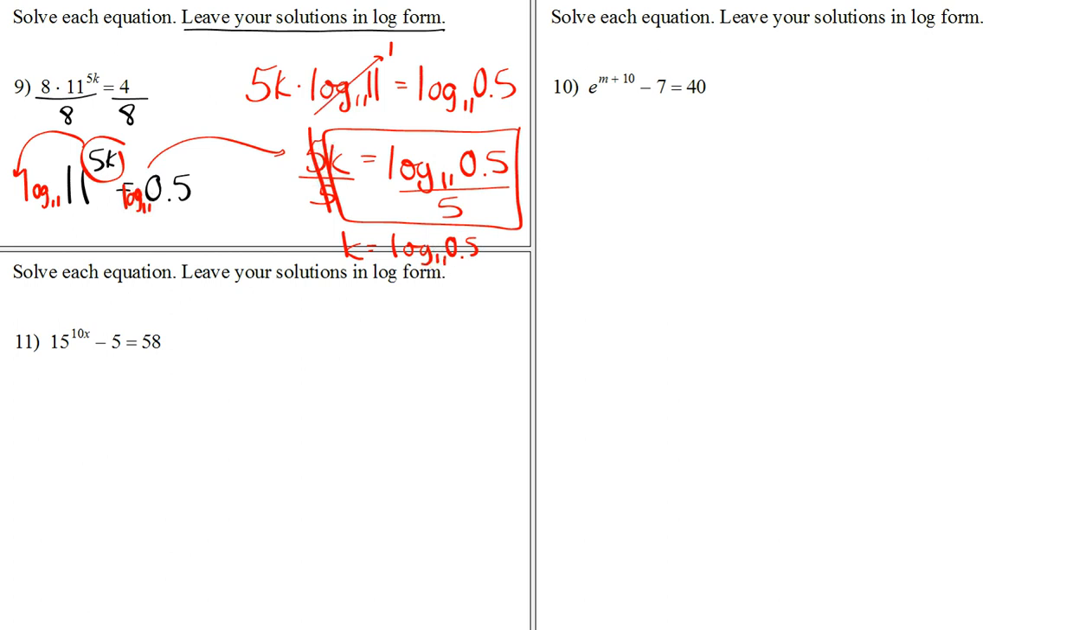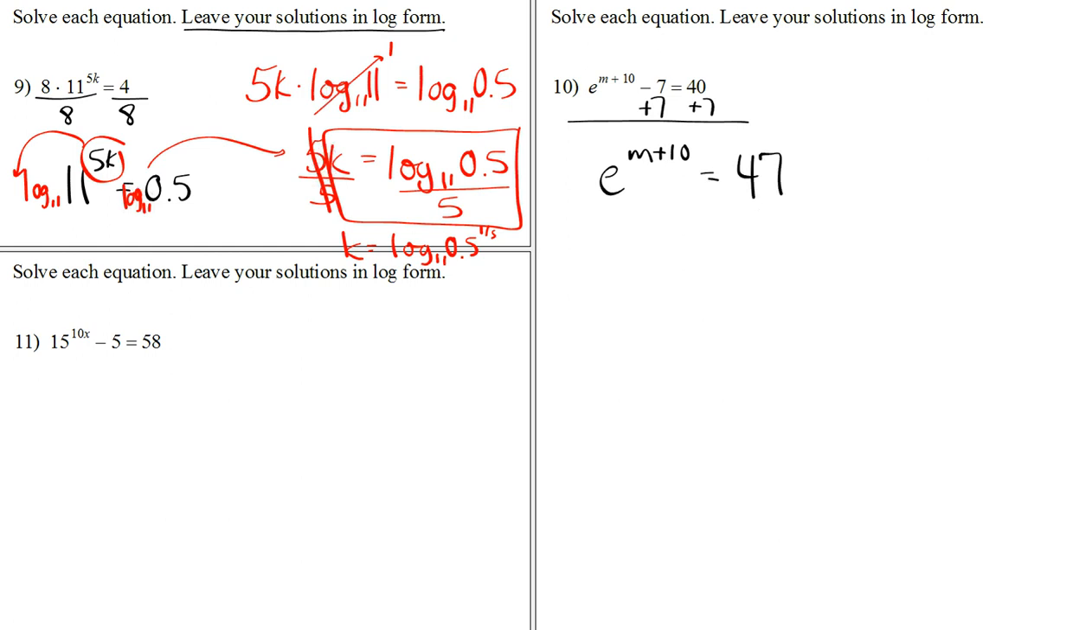Okay, so this is a log that's being multiplied by 1/5, so we could raise that to the 1/5 if we wanted to. Another way to write it. All right, but if you can get what's in the box, I'm happy. All right, number 10, we see this mysterious e come into play that we dealt with in compound interest. Okay, we're going to get that thing by itself. e to the m plus 10 is equal to 47.